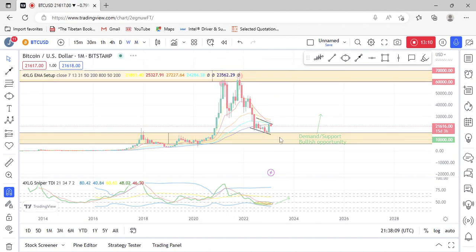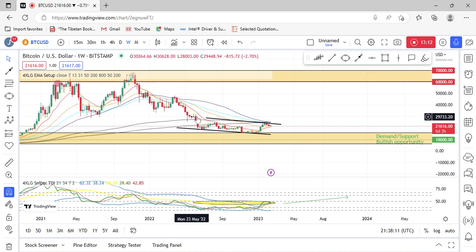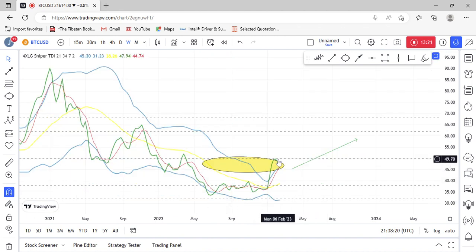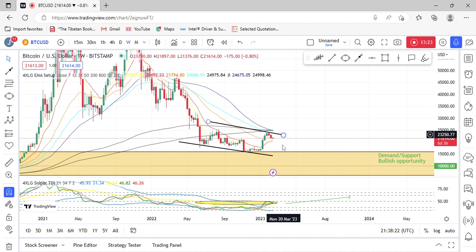But currently, let's go down to the week. We are seeing a rejection in respect to this trend line structure over here. As you can see, a rejection area for a bearish opportunity back to the demand or support zone, possibly at 1,500, 150.